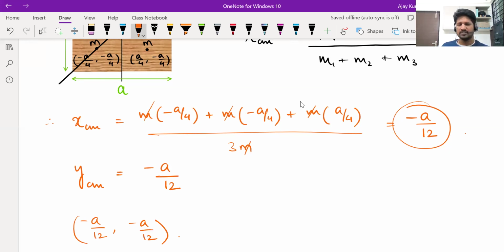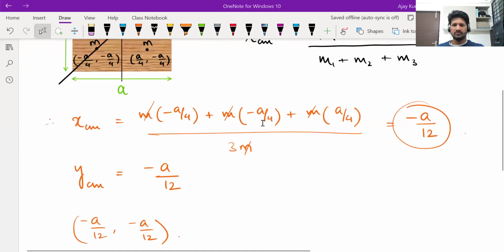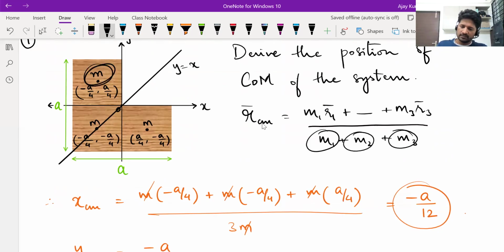Some of you gave answers as a by 6. Maybe you took the positions wrong. You took it as a by 2 or something, or you changed the origin to some other position. Could have happened, but for the given origin, this is the answer. Is this method clear to all of you? Rishi, did you understand? Yes, sir. Okay, I got one doubt as how is it 3m in the denominator? See, denominator is the sum of all masses of the system. Each square has a mass m, then the total mass is 3m.